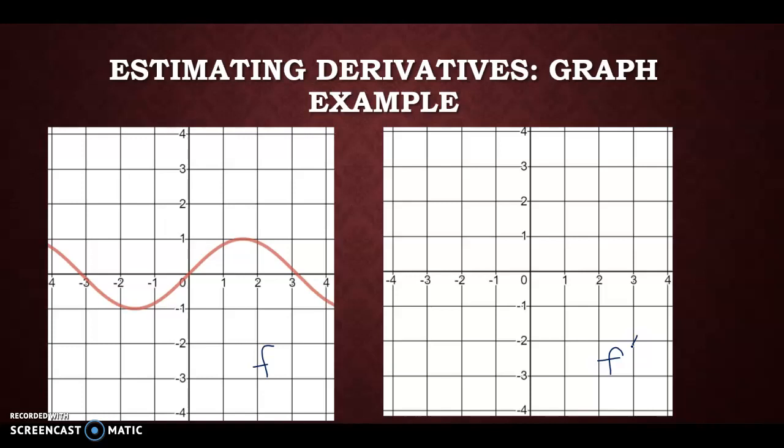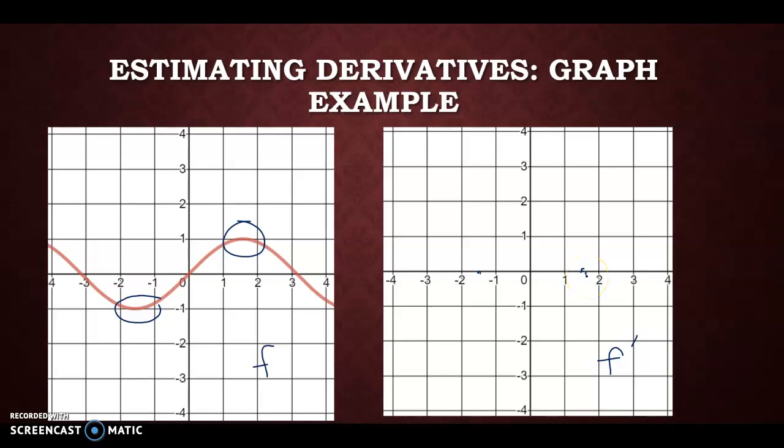All right. I hope you tried it. What I notice as I look at this is that I have a couple of flat spots. So I should have horizontal tangent lines at about -1.5. So f prime should be 0 there. And it should also be 0 at positive about 1.5.